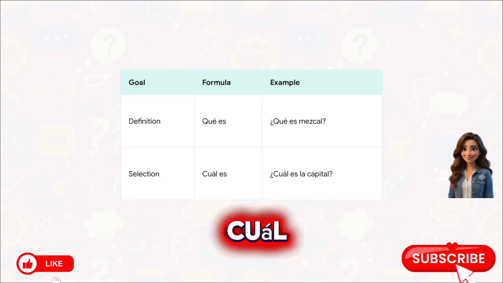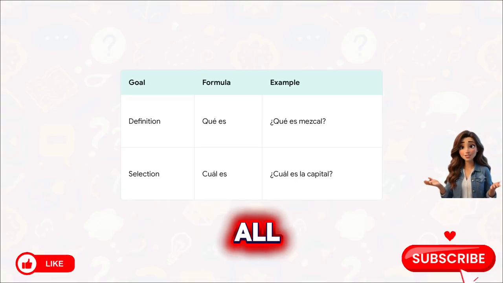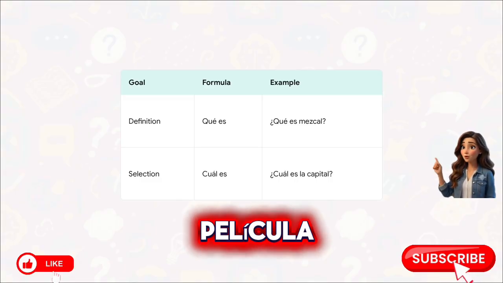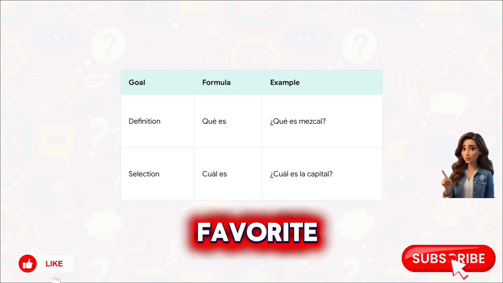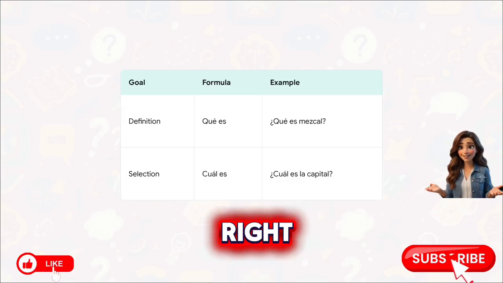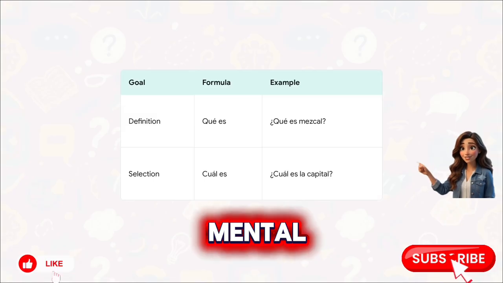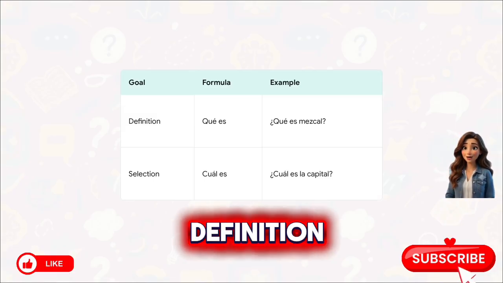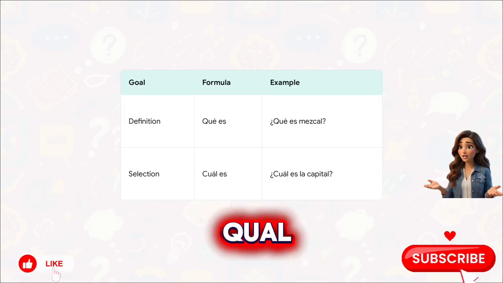But if you ask ¿cuál es?, you aren't asking for a definition at all. You're asking someone to make a specific selection. So, ¿cuál es su película favorita? Means, what is your favorite movie? Think about it. You don't want the dictionary definition of a movie, right? You want your friend to look into their specific mental box of favorite films and pick one out. So remember, definition gets qué and selection gets cuál.